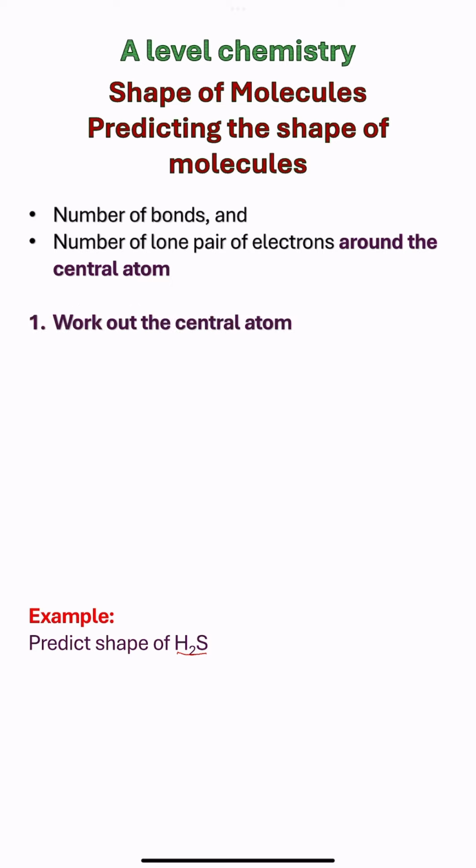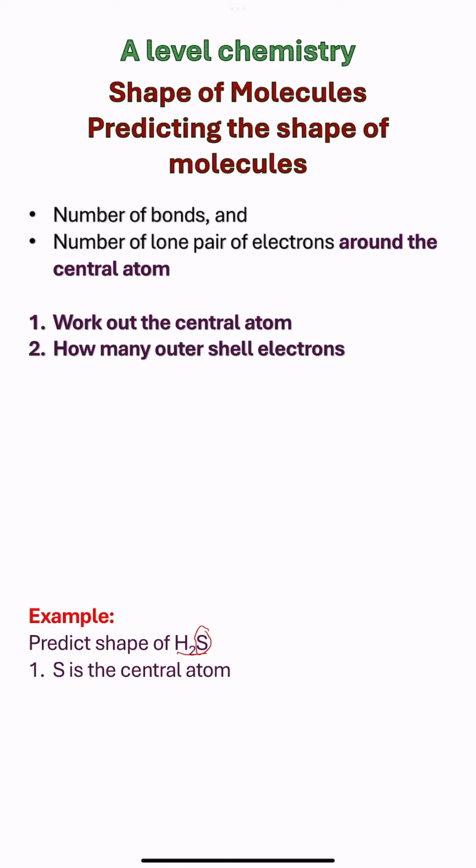So the first rule is to work out the central atom. The central atom here is sulfur. And then you need to work out how many outer shell electrons there are in the central atom, which can be found from the group number. So sulfur is in group 6, which means it has 6 outer shell electrons.